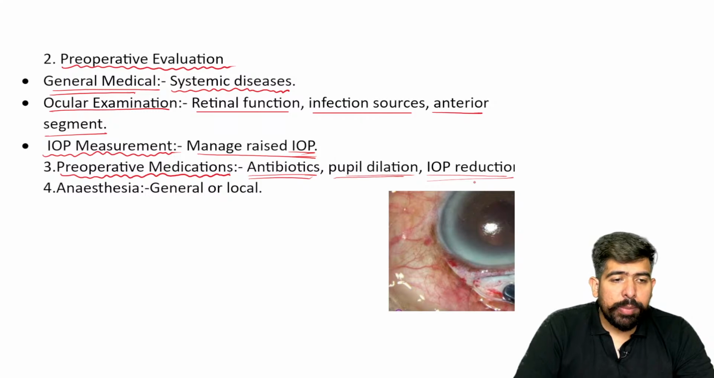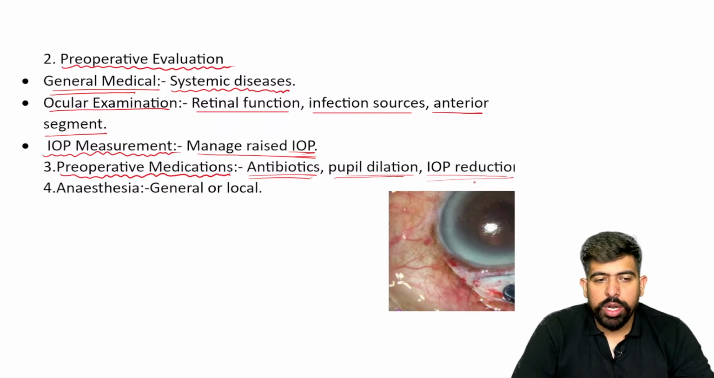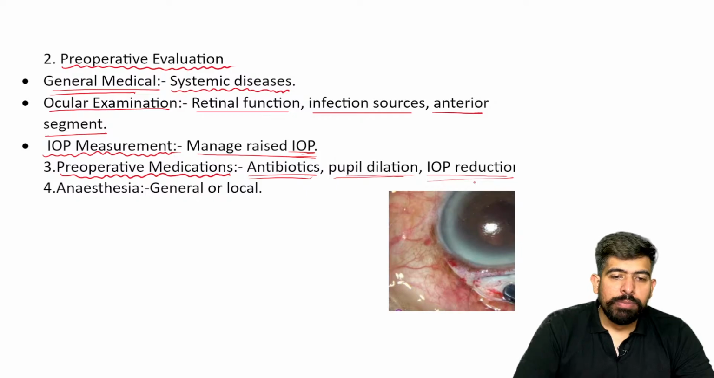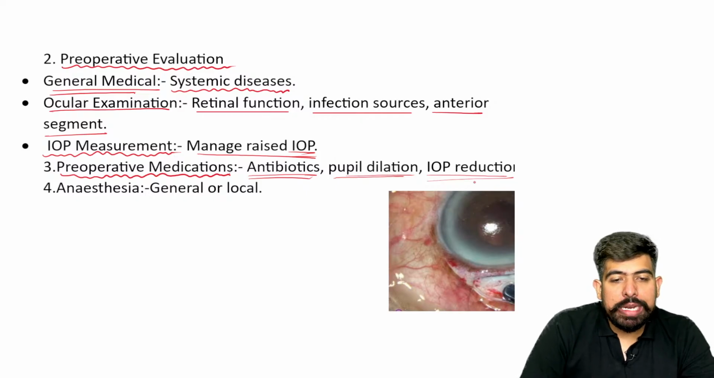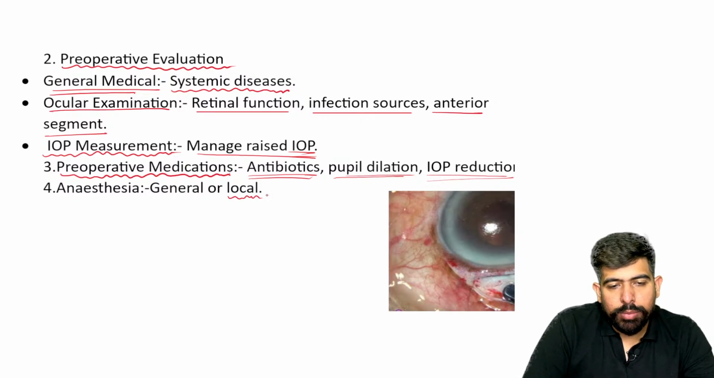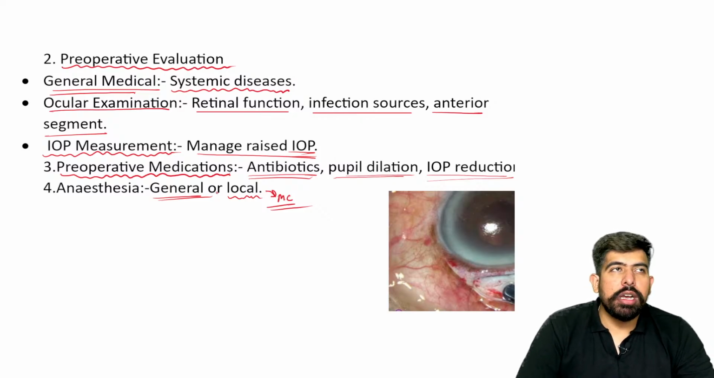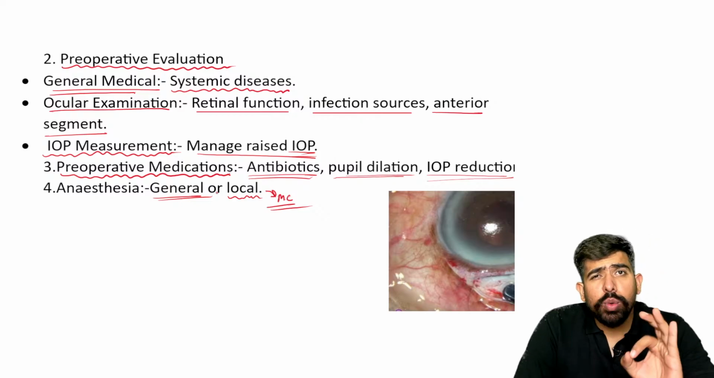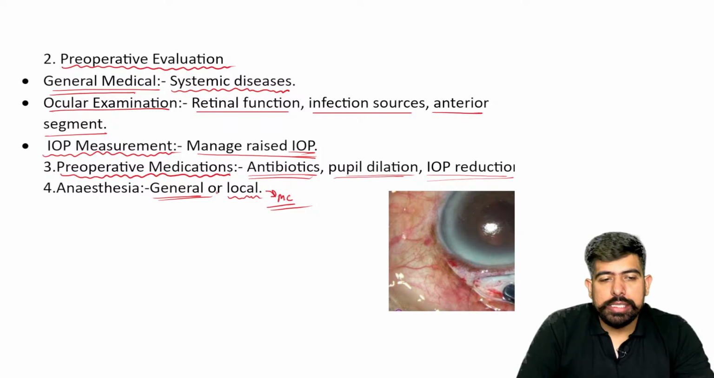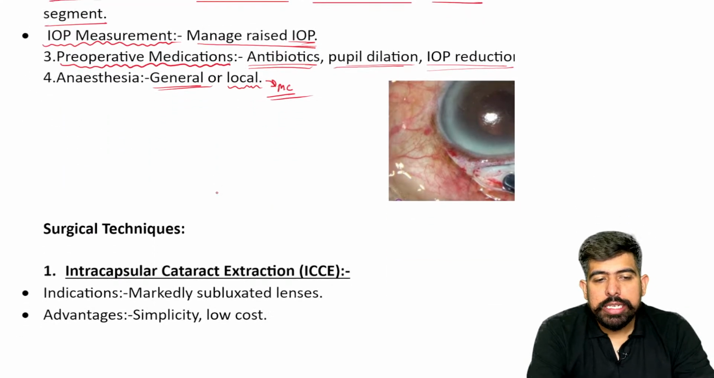Now, what about the anesthesia for the patient? Mostly we are doing it under local anesthesia. Please remember, the most common is local anesthesia. If the patient is not cooperative, has a fear of the operation theater, or is mentally disturbed and cannot go through this surgical procedure, then we have to do general anesthesia. Otherwise, we can do the surgery under local anesthesia.